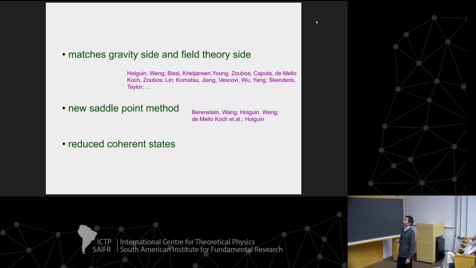And the full coherent state has an n by n matrix coefficient. There are many parameters. One can reduce the number of parameters by considering reduced coherent states. We can consider the rank p subspace of the rank n coherent state parameter. For example, p can be small. It can be 1, 2, or 3, describing a few giant gravitons.